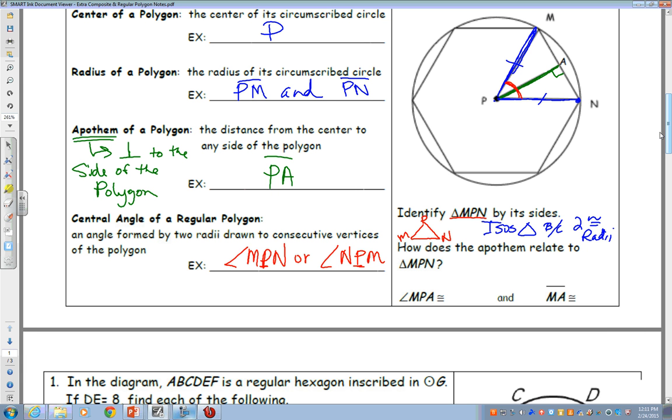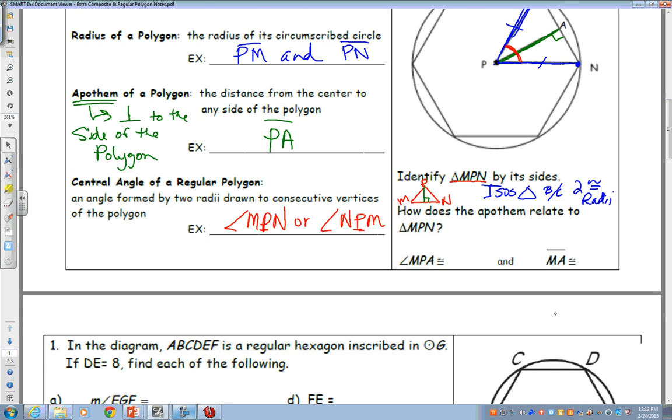Now, it says, how does the apothem relate to the triangle MPN? Here's our apothem, the green segment right here. How does that relate to the triangle? What part does that represent in the triangle? The height. The apothem is the height of the triangle. What else is it doing?